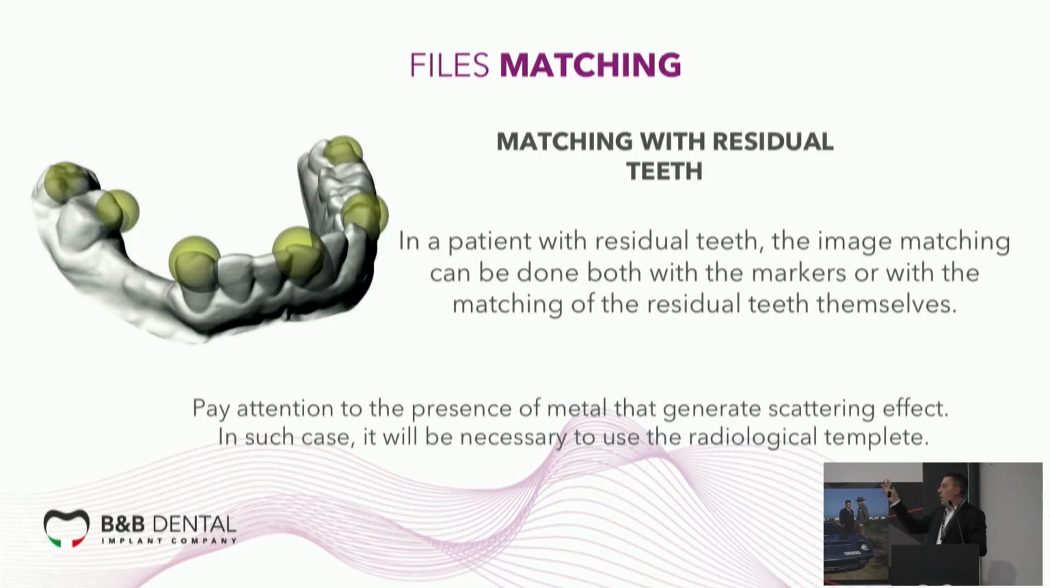So if you have a patient's mouth free from metal, okay, if you have one or two crowns it is not a problem. But if you have a lot of crowns, a full arch of metal or zirconium crowns, that material generates a scattering effect, or big reconstructions in the patient's mouth, you have to use the radiological template with markers. Otherwise, you can perform the alignment just by teeth.